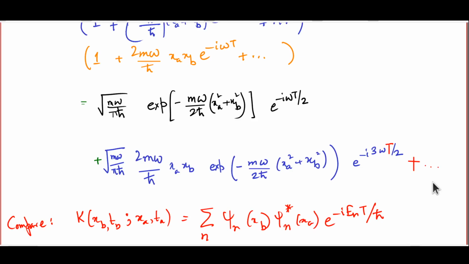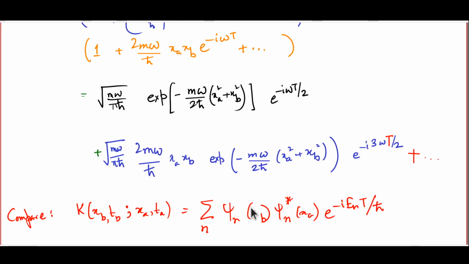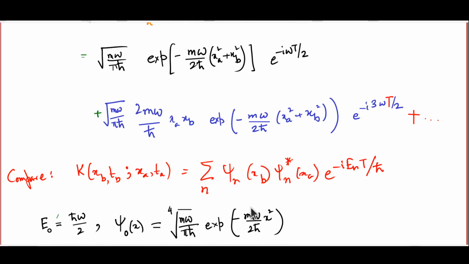It is easy to see that the lowest energy eigenvalue En over h cross has to be omega by 2. That clearly gives us E0, the lowest energy eigenvalue, is h cross omega by 2. The corresponding wave function has been multiplied together once for xa and once for xb to give you this prefactor in the spectral representation, which tells you that psi 0 has to be the fourth root of m omega by pi h cross times exponential minus m omega by 2 h cross x square.